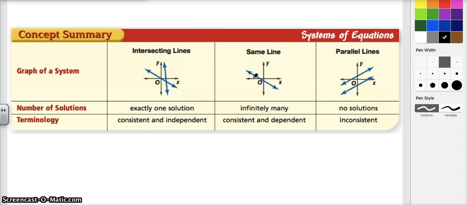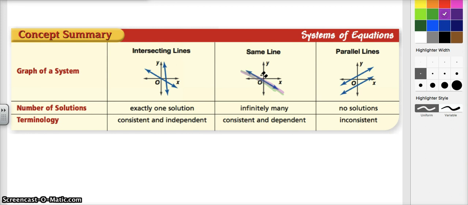Sometimes you'll graph the two lines, and instead of having two separate lines, you'll have the same line appear once. You'll graph one, and then you'll graph the next one and realize it's exactly the same line. If you graph the two lines and they're exactly the same line, the number of solutions is infinitely many because there are infinitely many points where they agree. That is considered consistent and dependent. Look at the difference between these two: consistent and independent, consistent and dependent.